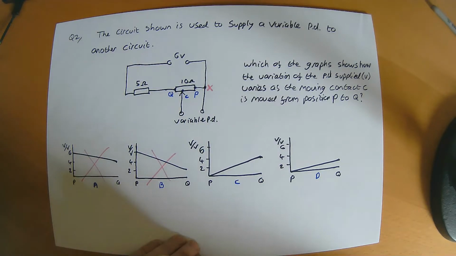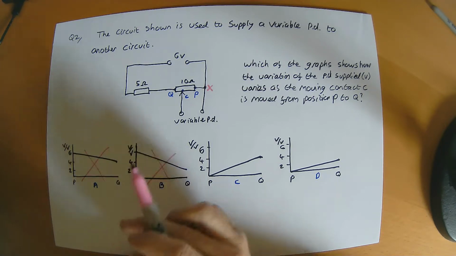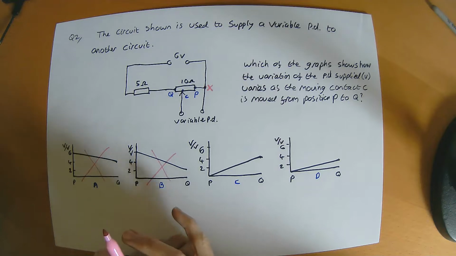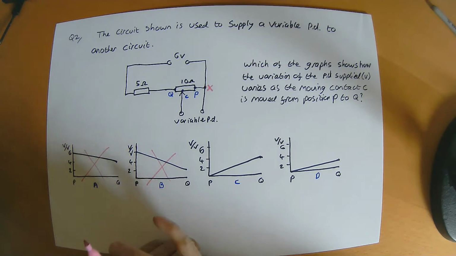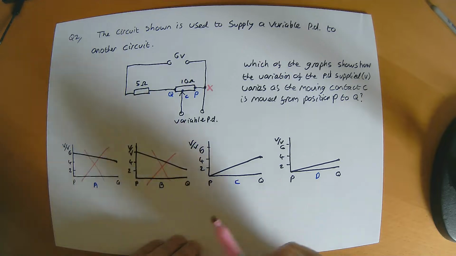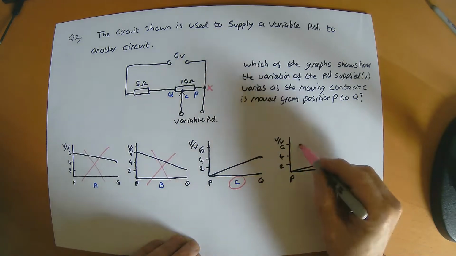Then really what we have to decide is at point Q, when the contact is moved across the whole 10 ohm resistor, is the potential difference across that resistor going to be 4 or 2 volts? The 6 volt is divided between a 10 ohm resistor and a 5 ohm resistor. Twice the resistance, twice the voltage, so 2/3 of the voltage must be across the 10 ohm resistor, in other words 4 volts. That means that the answer is C and not D.